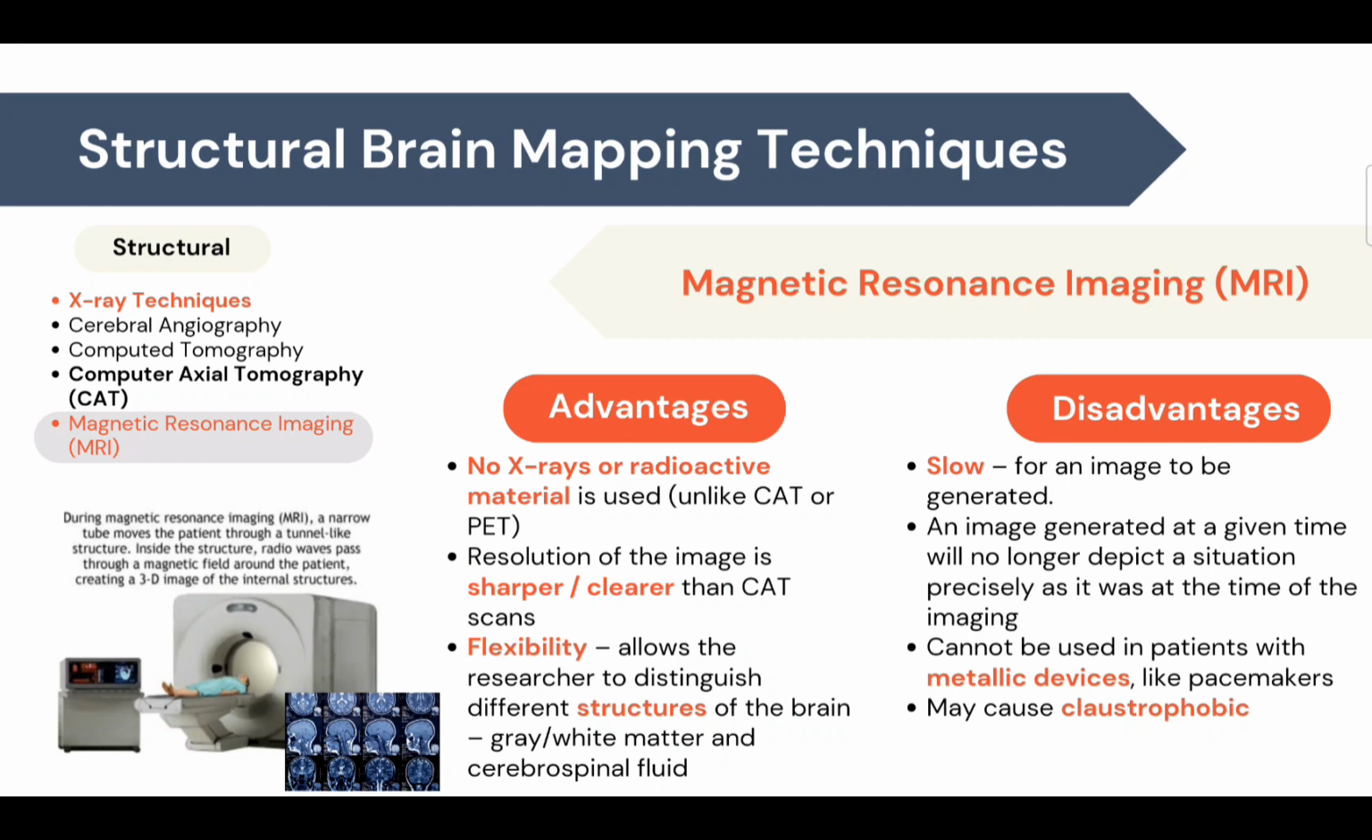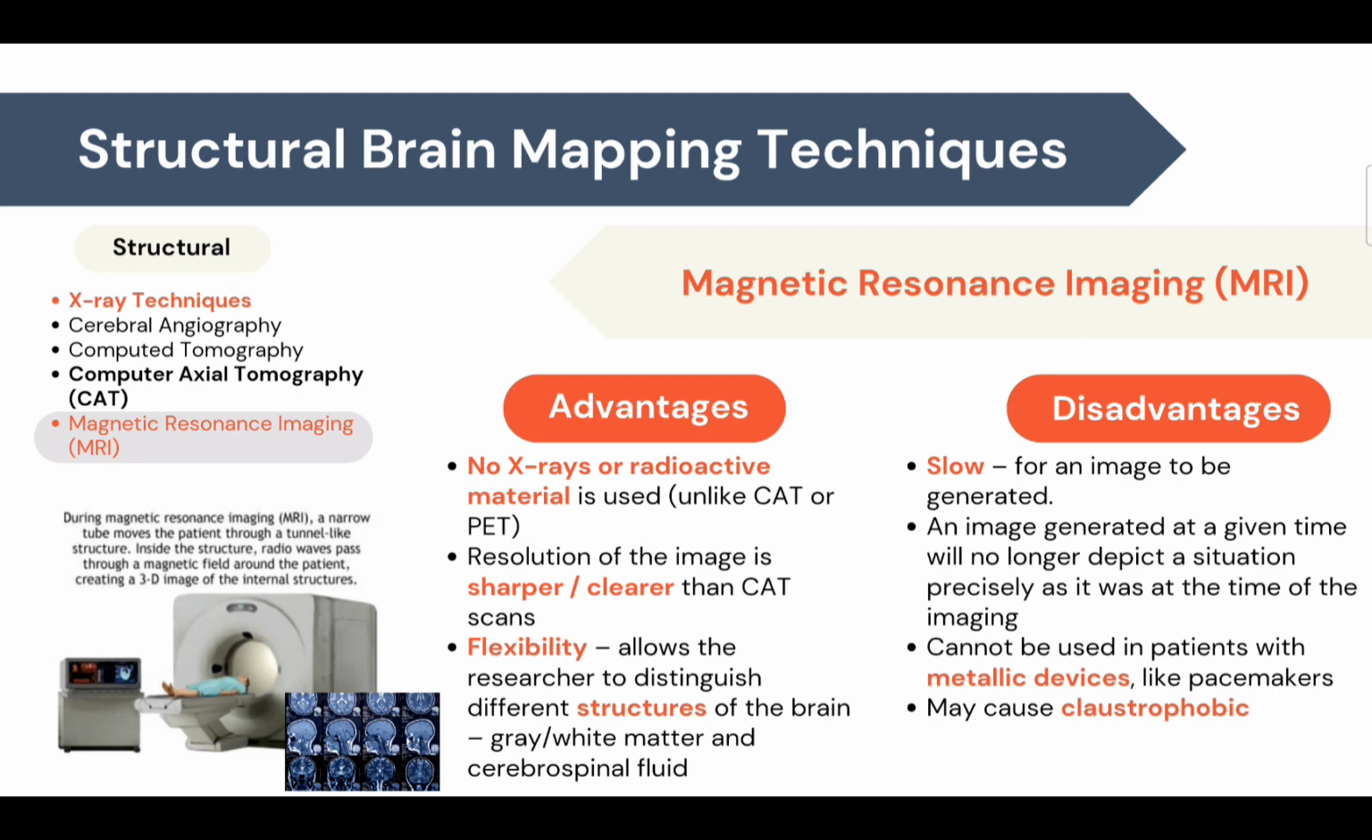However, the disadvantage of this technique is that it is very, very slow for an image to be generated. Therefore, it might no longer depict a situation precisely, because it shows the time of the imaging only, meaning that you cannot expect to have a brain image of the current time. Because this is a very slow process, the image generated may be from 2 days or 3 days ago.